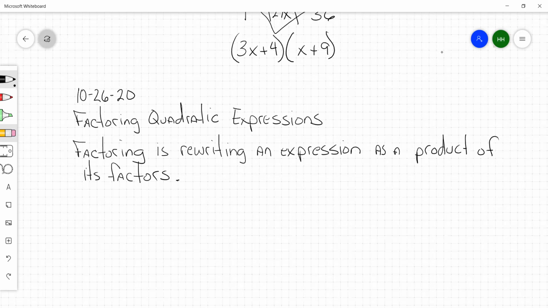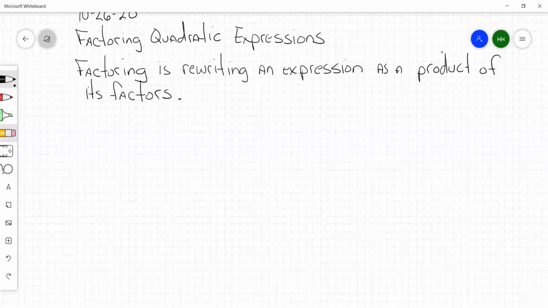So look, if you're given something like x plus 4 times x plus 2. X plus 4 times x plus 2. X plus 4 is a binomial. X plus 2 is a binomial. You have two binomials here.